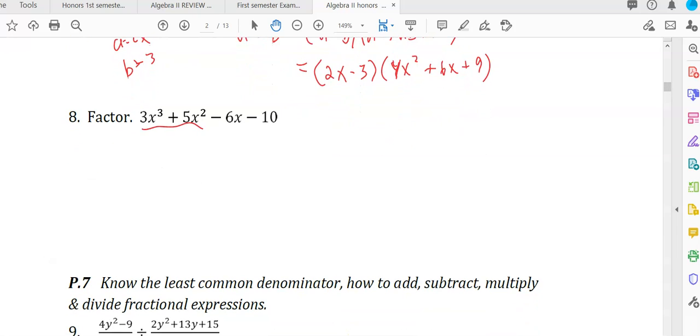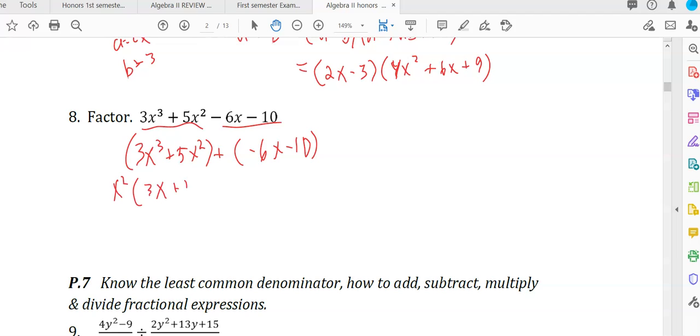Factor it by grouping. Because of the negative, I'm just going to regroup it. 3x cubed plus 5x squared plus negative 6x. Notice I'm not changing the sign of anything here. Pull out the GCF. I think it's just x squared times 3x plus 5 plus negative 2 times 3x plus 5. 3x plus 5 is match. We're going to regroup. We're not done yet though.